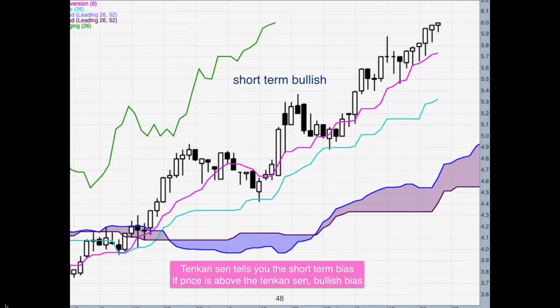It provides the short-term support and resistances. If price is above the Tenkan-sen line, the short-term bias is bullish. The Tenkan-sen also shows the strength of the short-term momentum. The steeper the slope of the Tenkan-sen, the stronger the momentum. In this chart, the line is moderately sloped upward, showing moderate upward momentum.